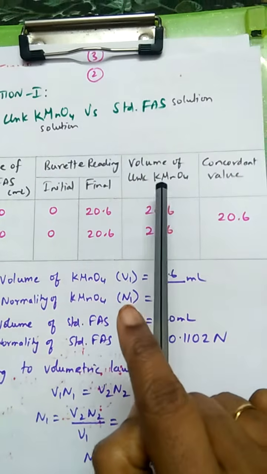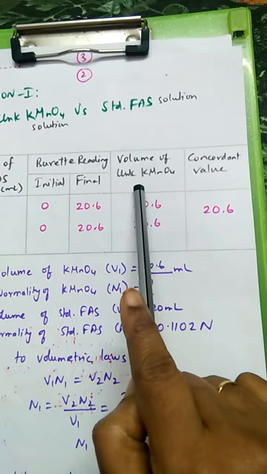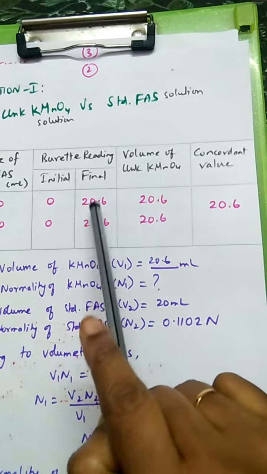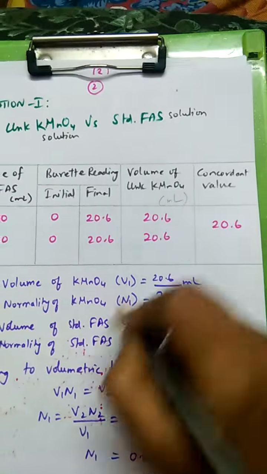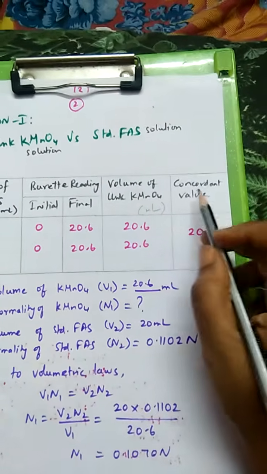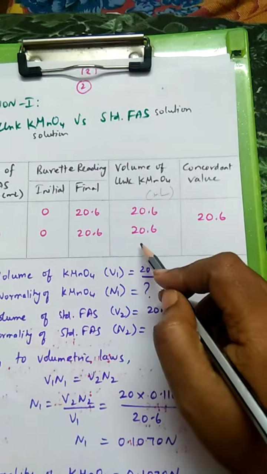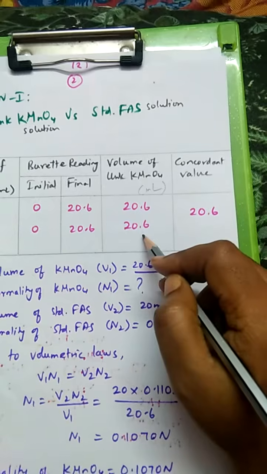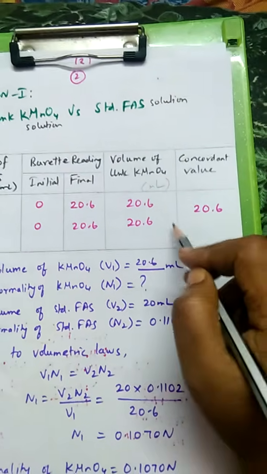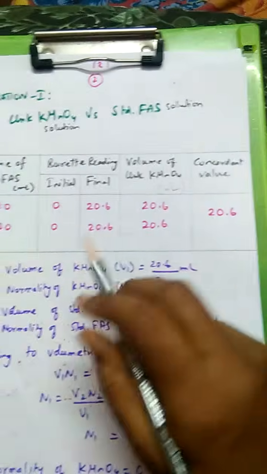Volume of potassium permanganate is the third column, and whatever reading you get will be entered here, and here also you put ml, milliliter, and concordant value. Two consecutive values are taken as concordant values. When you have got the same value two times consecutively, then it is concordant. That value will be written only once here.